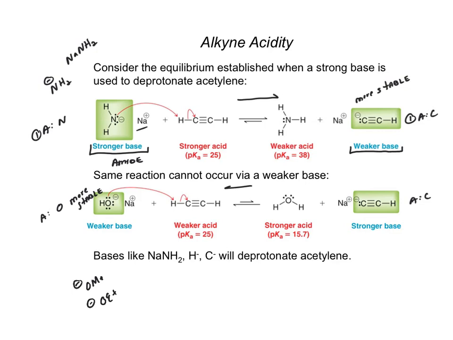The only things that will be capable are things like our sodium amide, as well as hydride, as well as any type of deprotonated carbon-containing compound. So if we want to deprotonate acetylene, we have to use a stronger base than hydroxide or methoxide or ethoxide. It has to be amide, it has to be hydride, something like that.